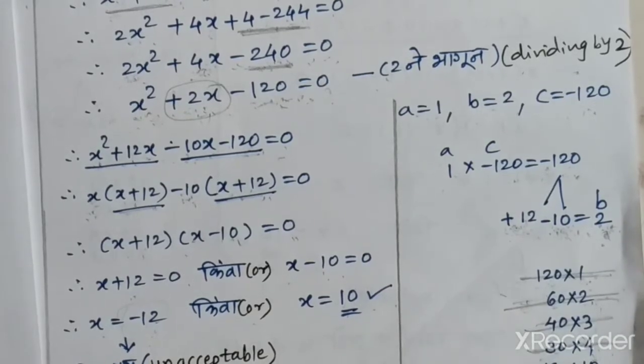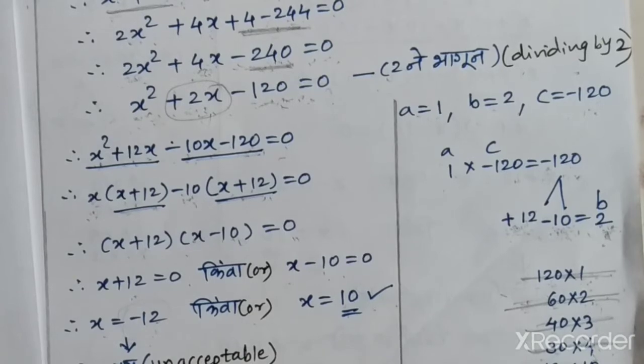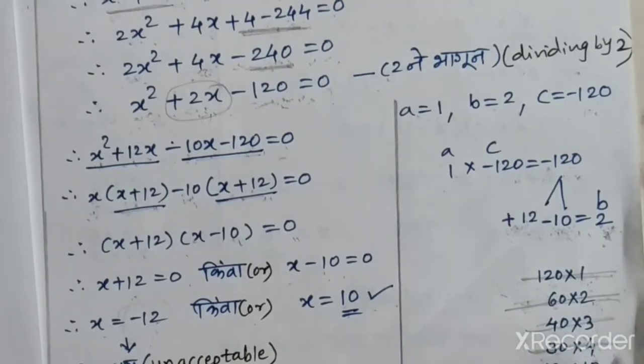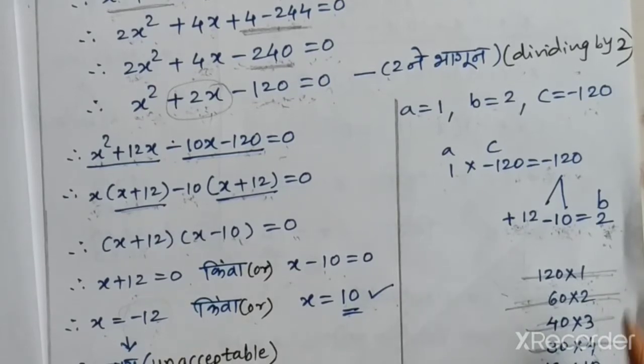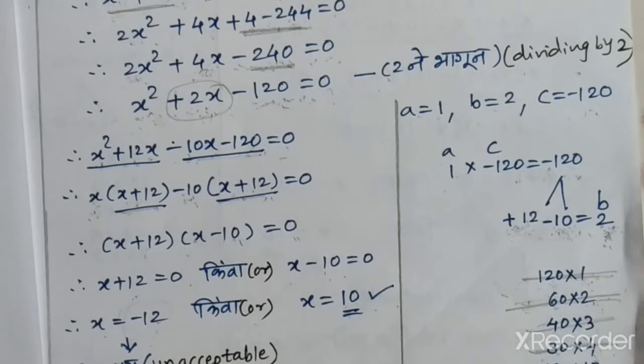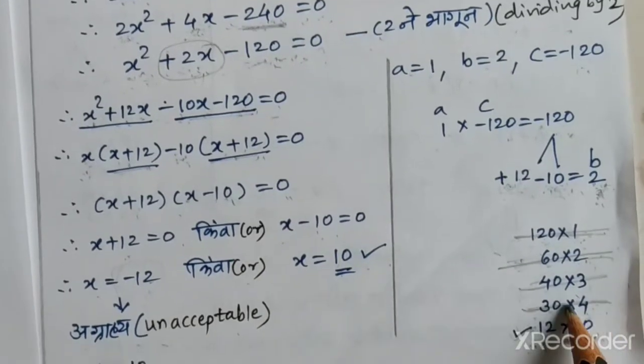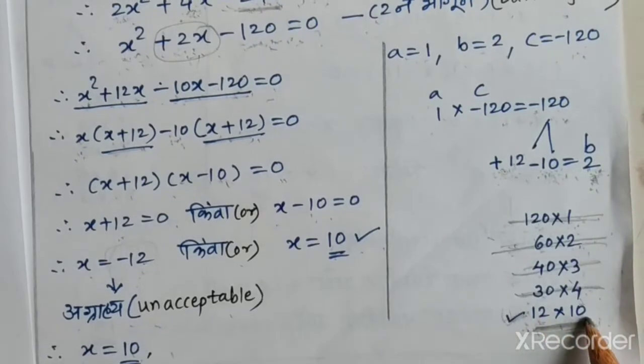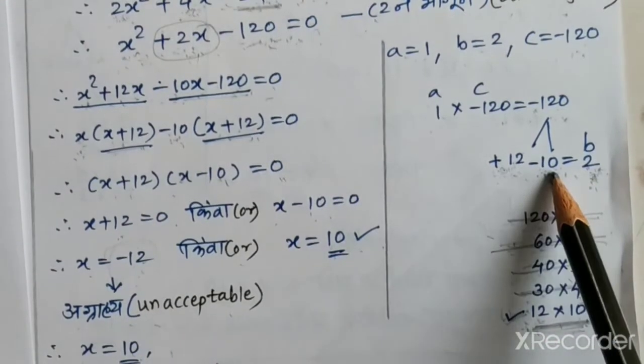So only in the last pair, 12 into 10, addition is 22, which is not equal to b, but the subtraction is 2. 12 minus 10 is 2. So here addition is not equal to b, but subtraction is equal to b. So we will select this pair. So 12 into 10 is the accurate pair here. So write 12 and 10 here.